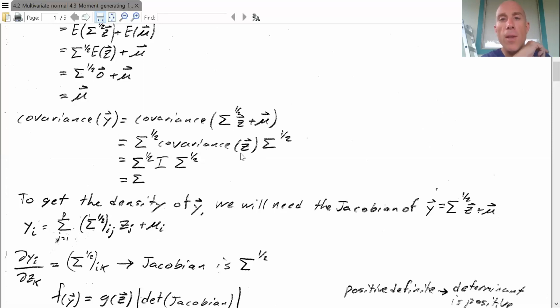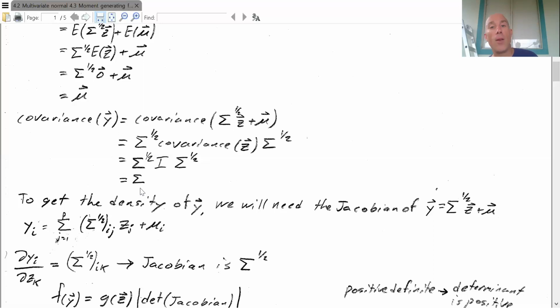What's the covariance of Z? If we remember, it is the identity matrix. Boom, we put that right here. Now I just multiply these together. The identity times anything is what I'm multiplying by. So this is sigma square root times sigma square root, which is in fact sigma by the definition of sigma square root. So we know that the covariance of Y is the covariance matrix that we were interested in in the first place.